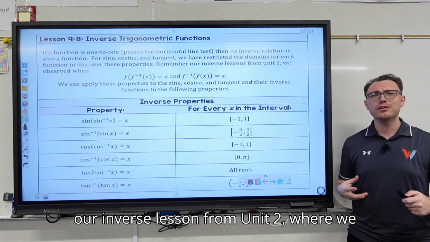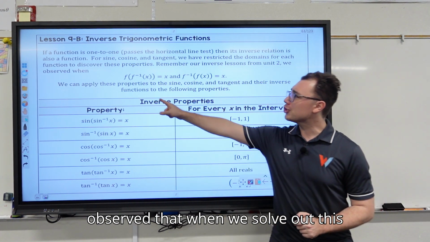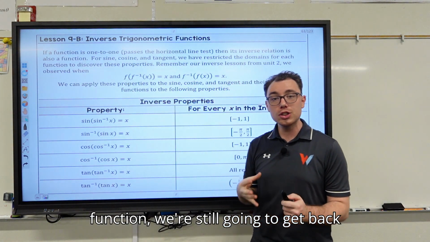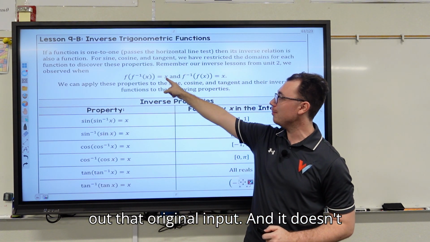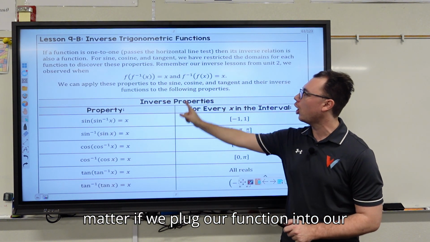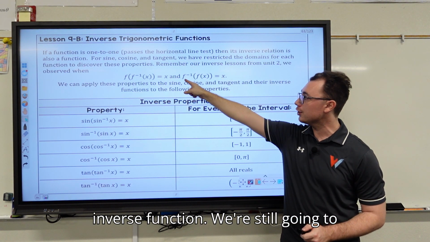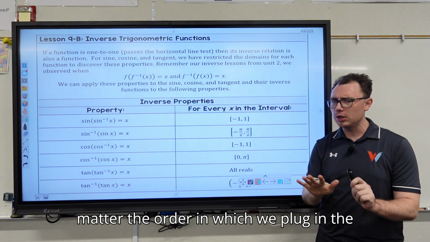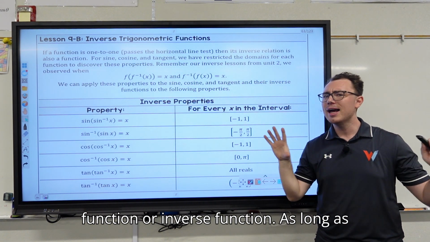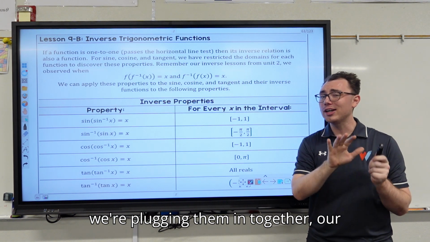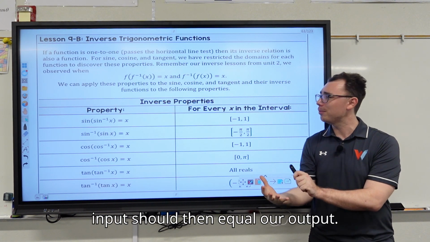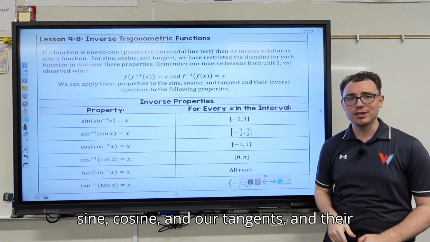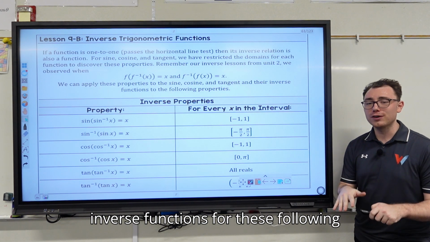Remember our inverse lesson from Unit 2, where we observed that when we solve out the inverse function and plug it into our function, we still get back out that original input. And it doesn't matter if we plug our function into our inverse function, we still get back out that same input. Doesn't matter the order in which we plug in the function or inverse function, as long as we're plugging them in together, our input should equal our output. We can apply these properties to sine, cosine, and tangent and their inverse functions for the following properties.